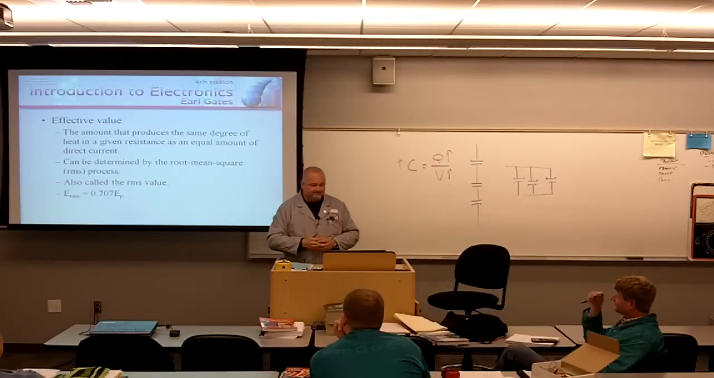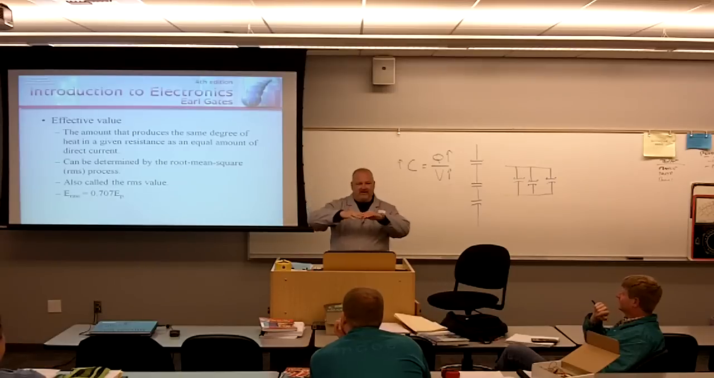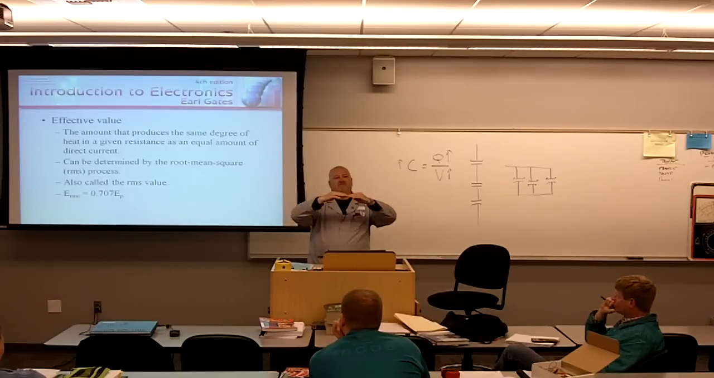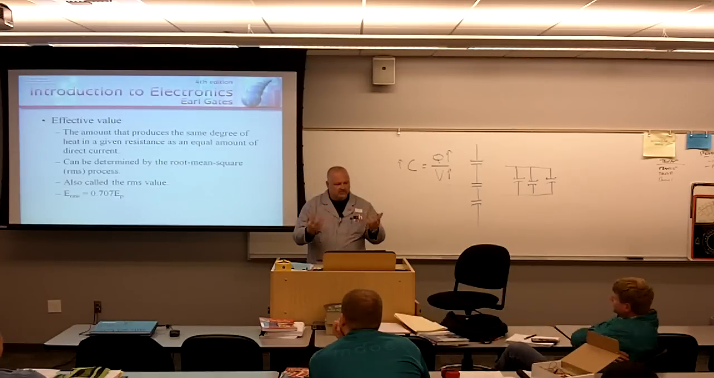So that's a trick on how to get that .707 and make that the multiplier. If you're at effective and you want to make the number peak, you have to multiply it by a number larger than itself, 1.414. If you're at peak and you want to make it RMS, you take 70.7% of that value.